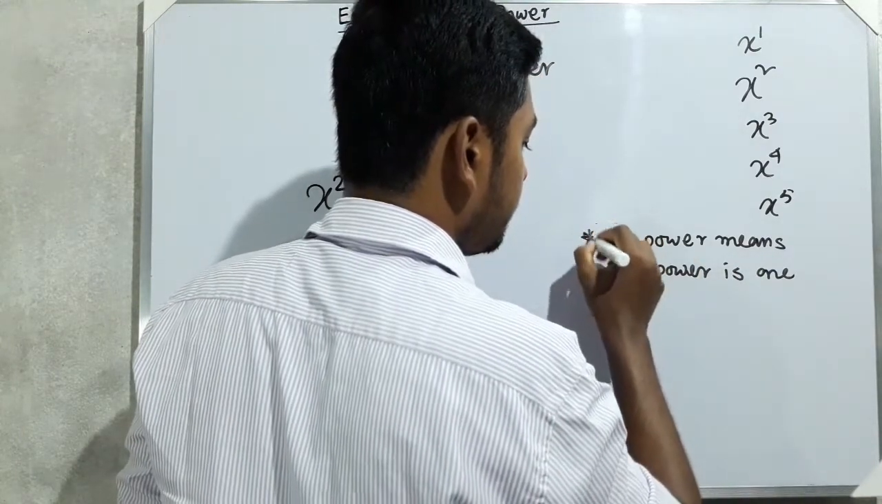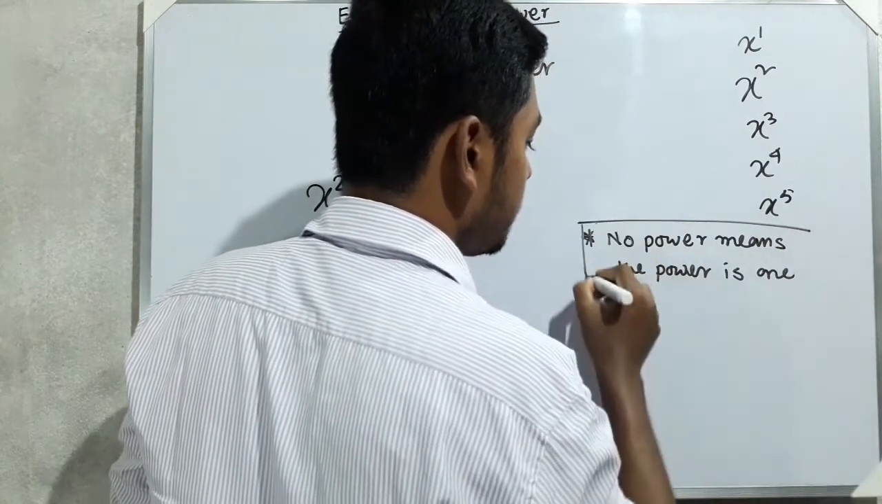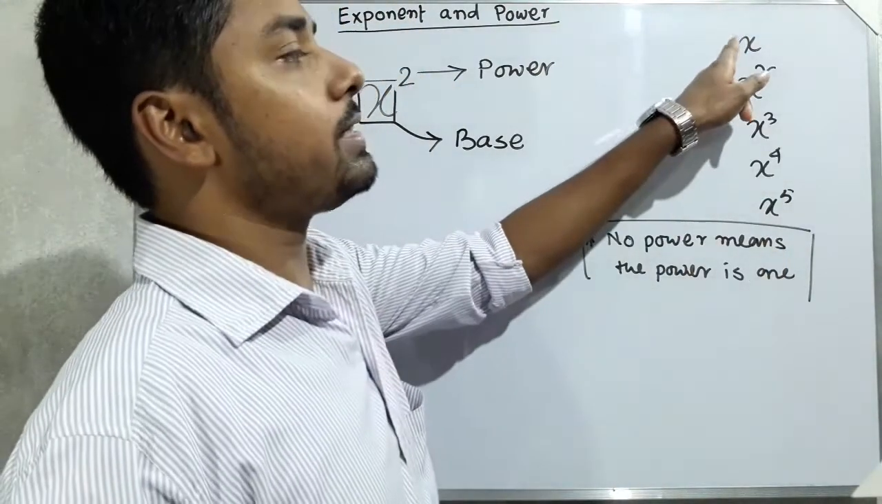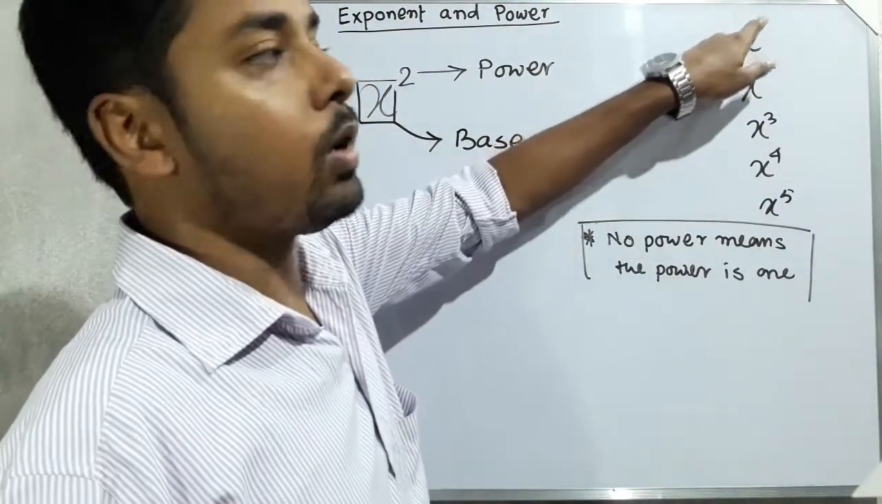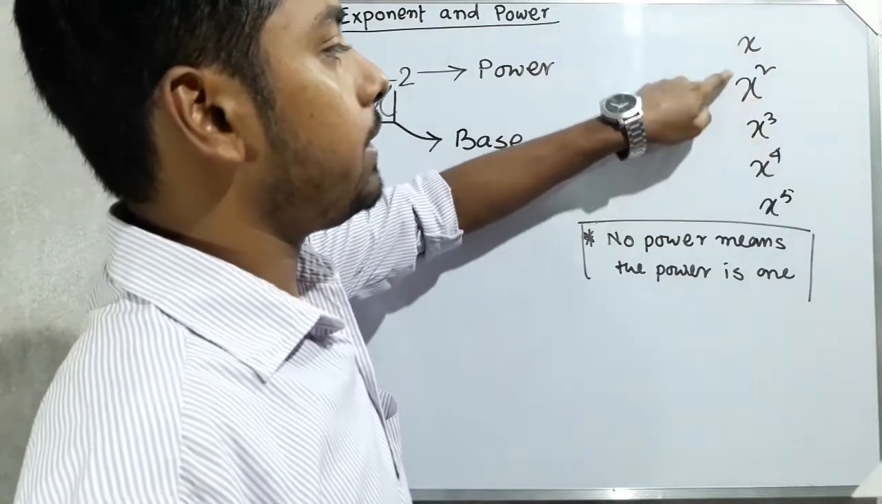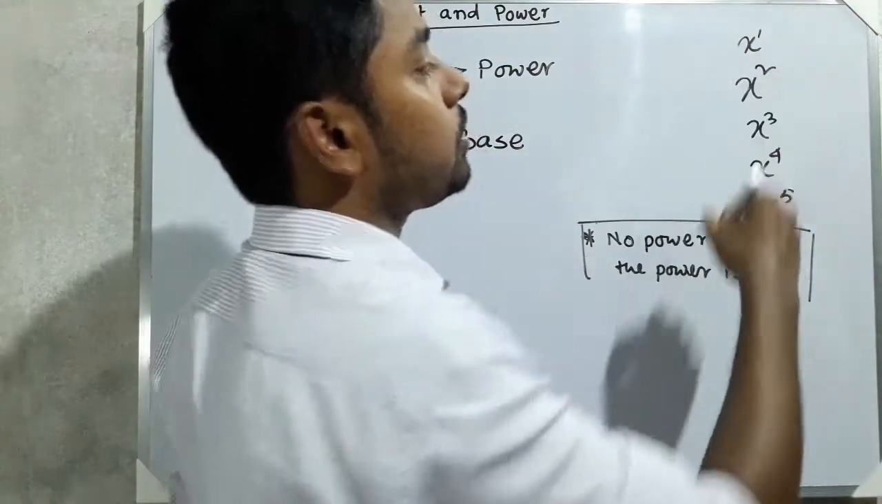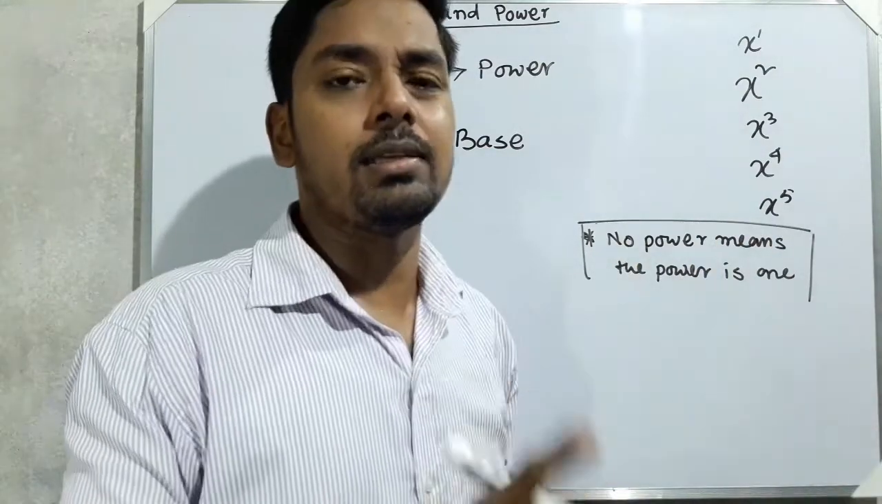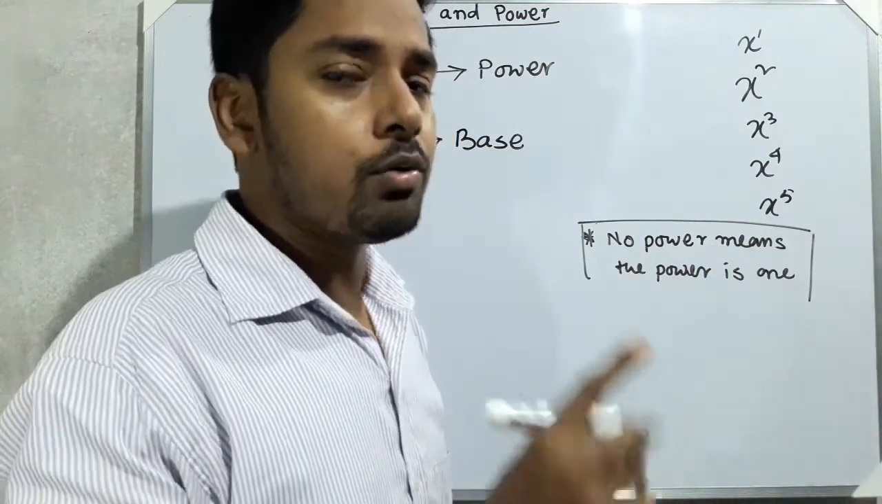No power means the power is 1. Suppose if I write only x, that means you have to think it's x to the power 1. If I write it like this, x to the power 1, it is also correct, but we don't usually write like this.